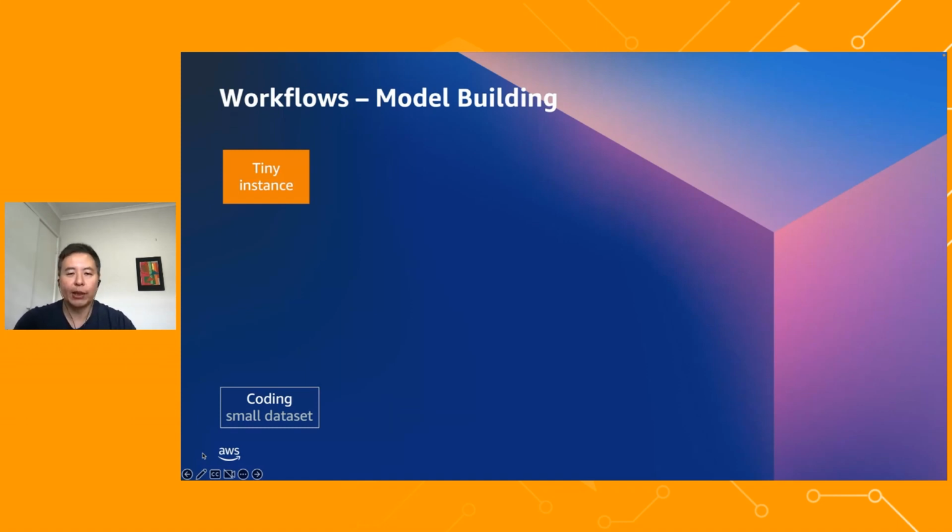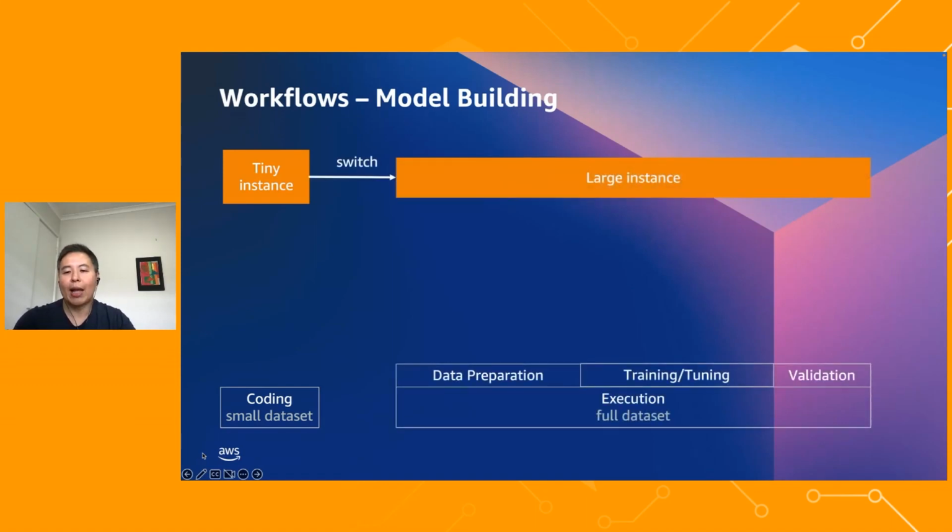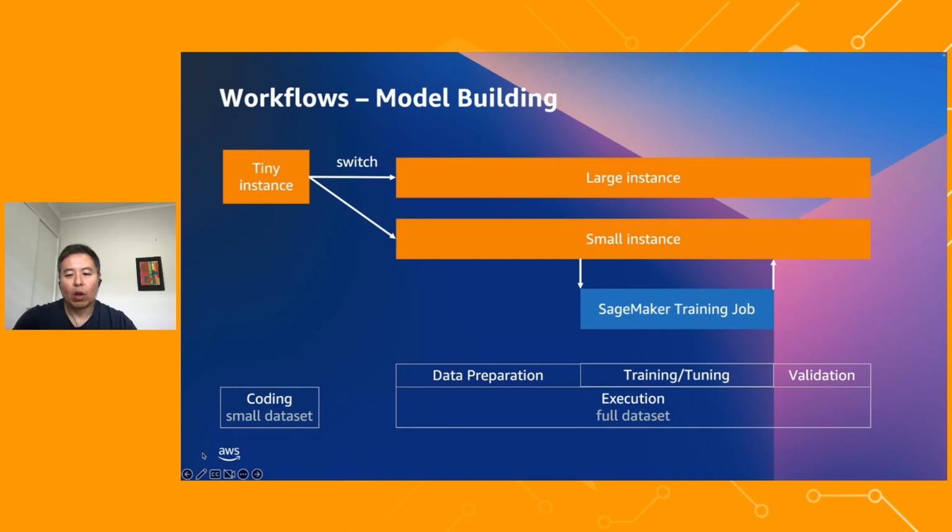Here we have 2 options that we can take. With option number 1, we switch to a large instance, large enough to perform data preparation, model training, hyperparameter tuning, and model evaluation on a full data set. And with option number 2, we switch to a small instance, just enough to perform data preparation. And we launch a SageMaker training job within the notebook to perform model training and hyperparameter tuning. And upon completion, we perform model validation using the same small instance.